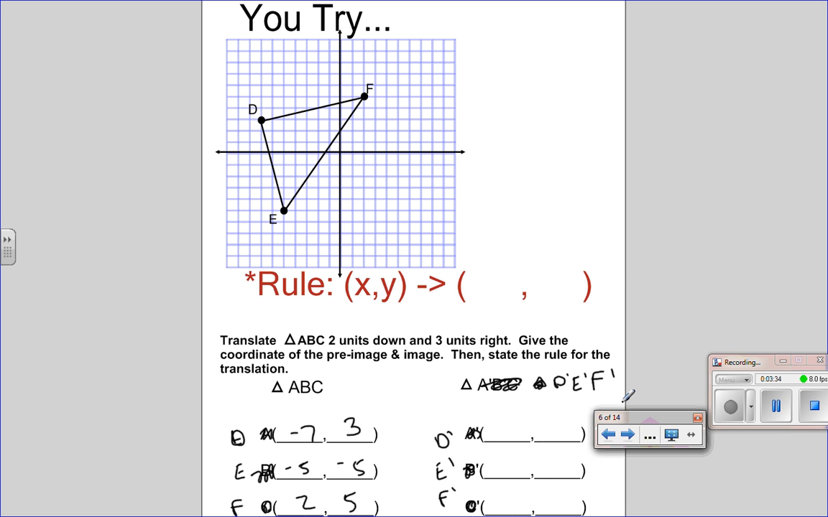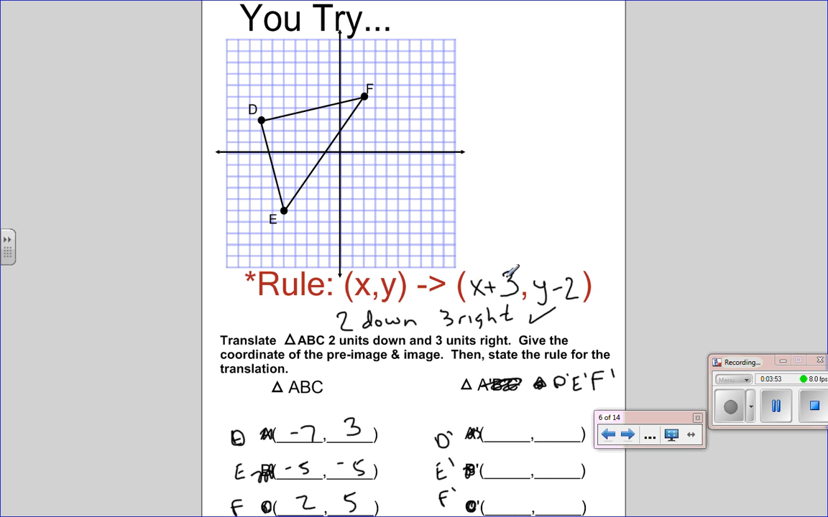All right, hopefully you paused the video and tried it. Let's see, we're going 2 down and 3 right. Well, let's start with x. X deals with right and left, so that's x over here. So right is positive, so x plus 3. And down is negative, so y minus 2.